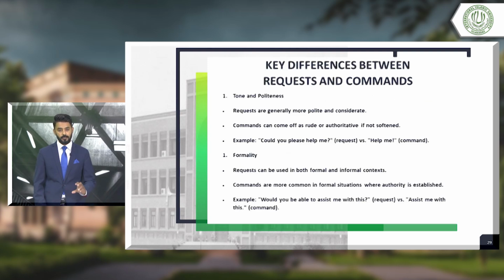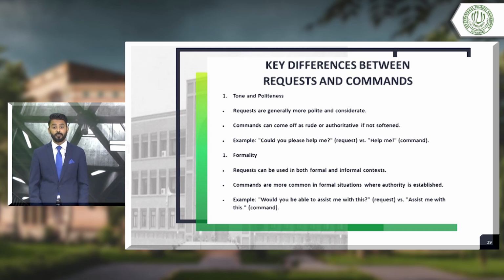Now we will see the difference. It can be a sort of revision as well, that what exactly is the difference between a command and a request. The first point that we are going to analyze is tone and politeness. As I said, requests are generally polite, and they are considerate, they consider others. Then we move towards the second point, that commands can come off as rude or sometimes authoritative. They are not softened because they are usually related to a boss, a teacher, or somebody who has authority, a family head or someone like that.